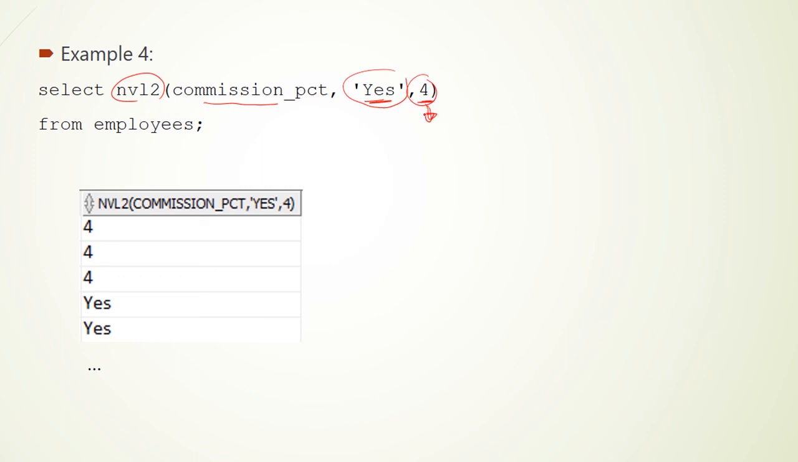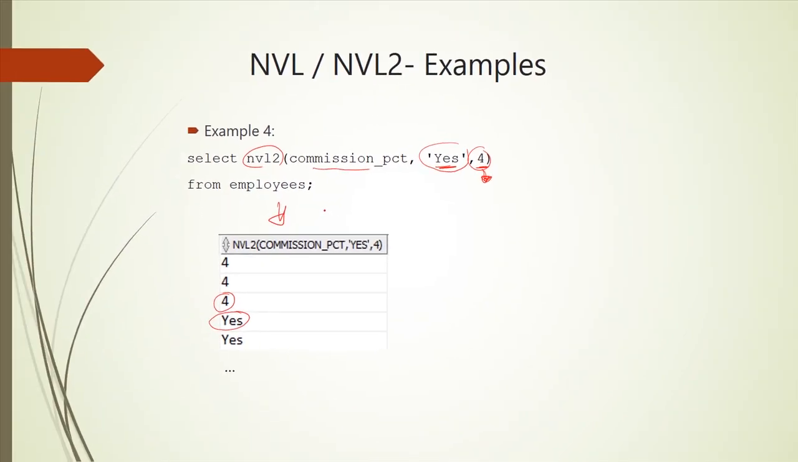So in this case, Oracle will try to convert this number into characters. 4 can be converted without any issues to characters. So in this case, Oracle returns the output without any issues. If an employee earns a commission, NVL2 will return the second expression, which is 'yes'. If an employee doesn't earn a commission or has a null value in the commission_pct, NVL2 will return the third expression, which is 4, converted to characters and displayed as we can see. So this is how to use NVL and NVL2 in Oracle SQL statements.